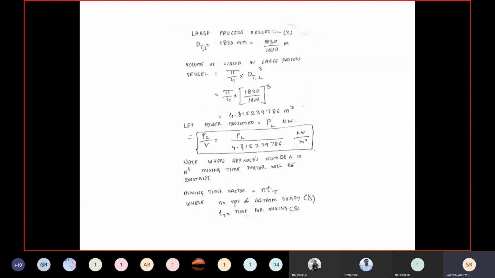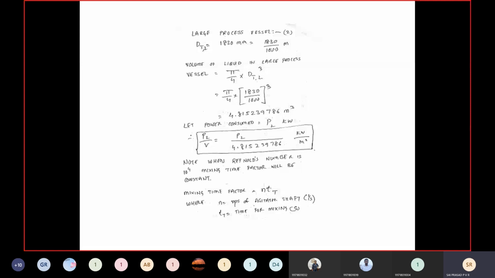So let us take it as P2 kilowatts. So P2 by V is equal to this one. So remember, this is the factor which you are supposed to use. Next one. Note, when the Reynolds number is 10 to the power of 4, mixing time factor will be constant.